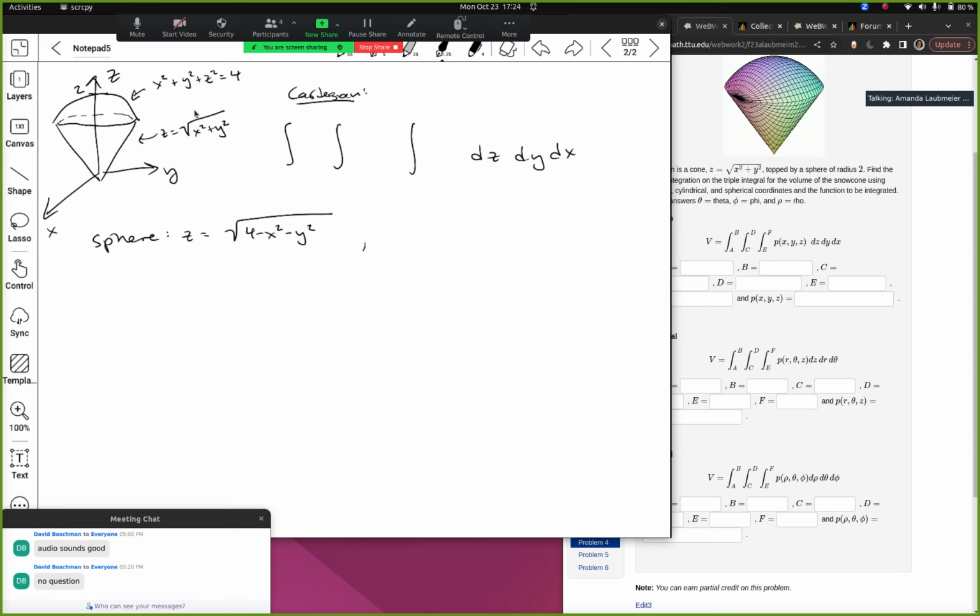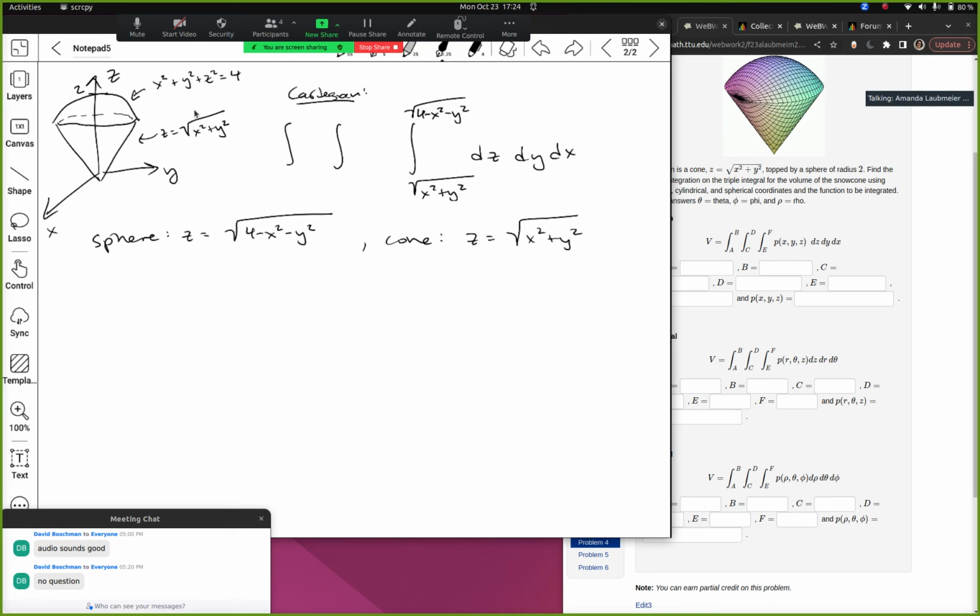And the cone was given z is root x squared plus y squared. Z bounds are lowest possible point on the surface to highest possible point on the surface. So the bottom bound is going to be that cone, the square root of x squared plus y squared. And the upper bound is going to be the sphere, the square root of 4 minus x squared minus y squared.